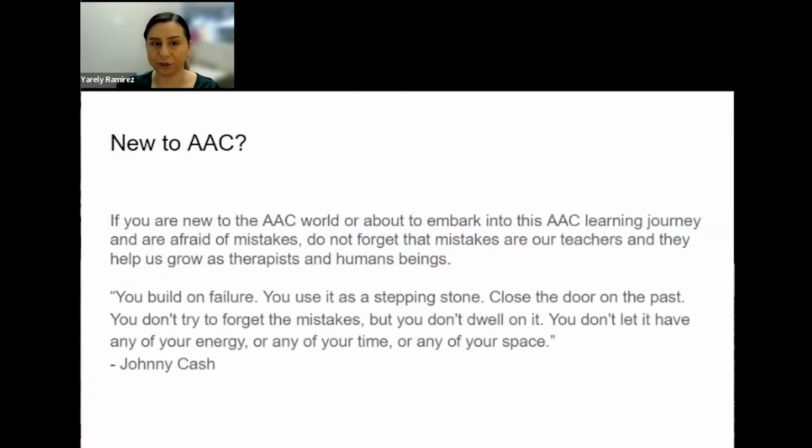Before we get started, if you are new to AAC, or this will be a learning curve for you through your learning journey, and you're afraid of making mistakes, I just want to let you know that it's okay to make mistakes. Mistakes are actually your teachers. We learn from mistakes, and that makes us better therapists and human beings.